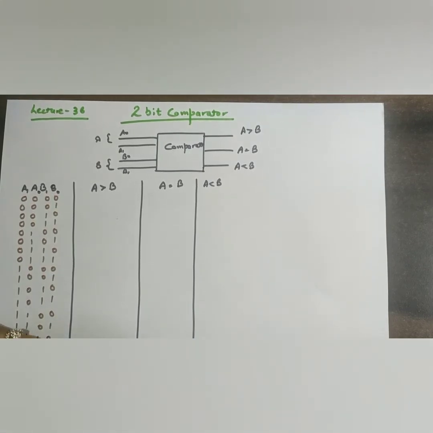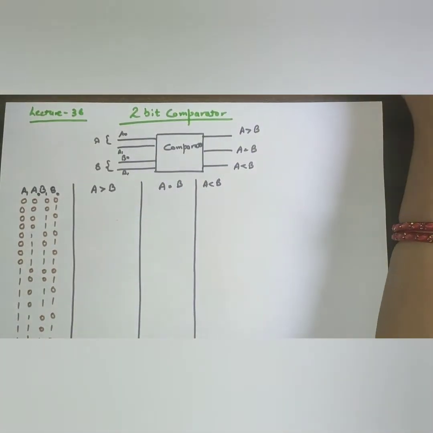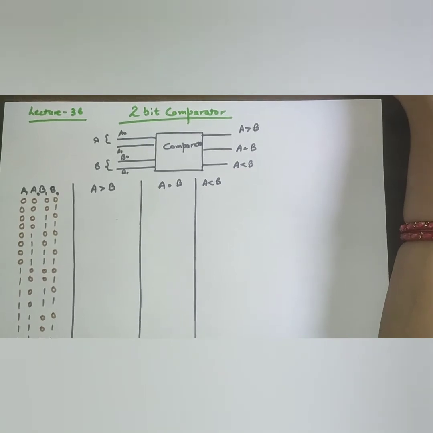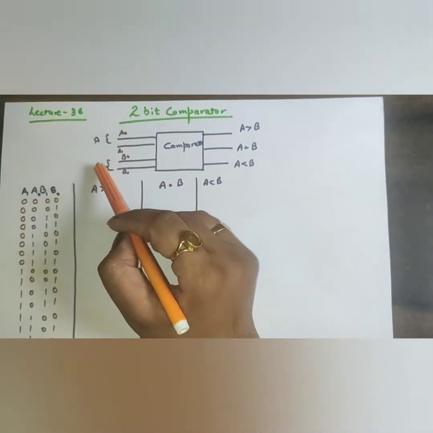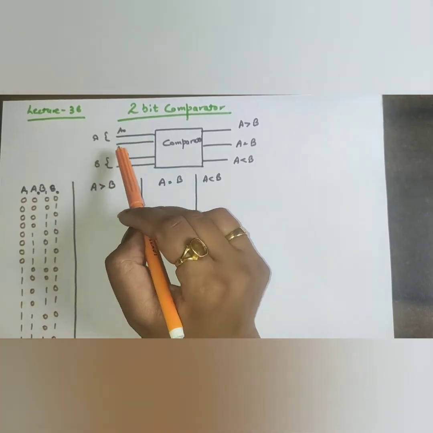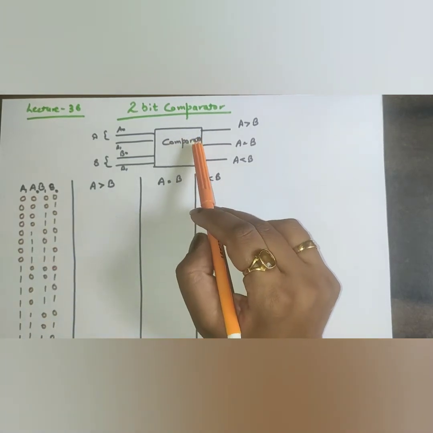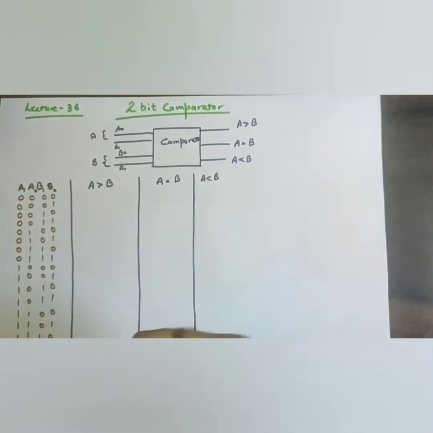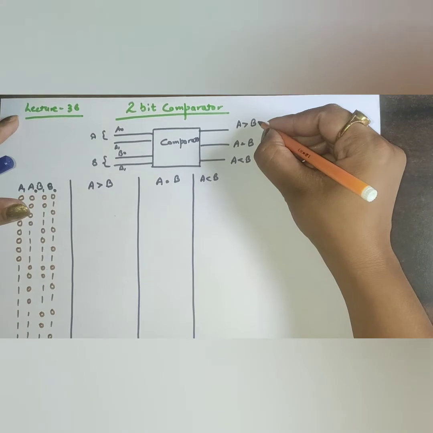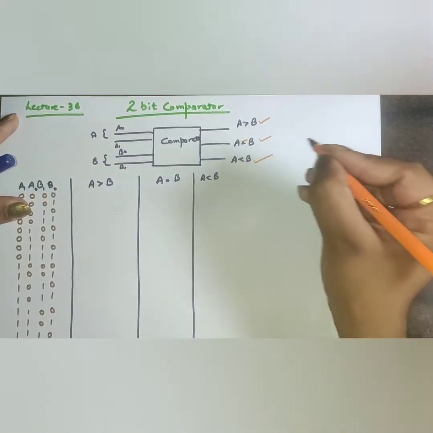My another topic in the digital electronics series is the 2-bit comparator. So here I will talk about how we compare 2 bits. Let's suppose we have 2 numbers A and B, and each has 2 bits: A0 and A1, and B0 and B1. Now the comparator will handle 3 cases: A is greater than B, A is equal to B, and A is less than B.